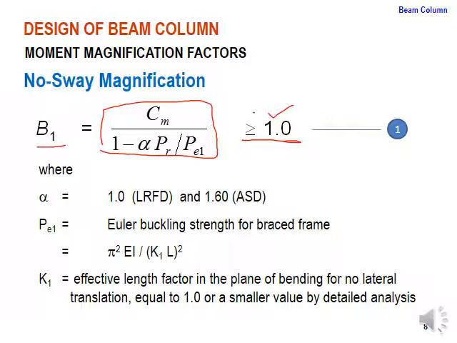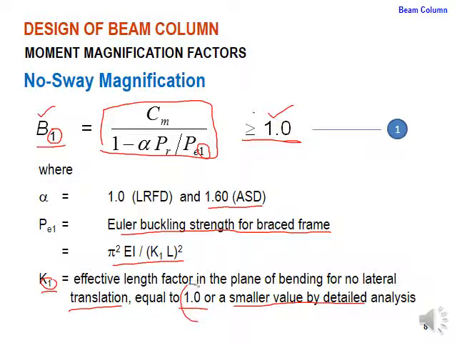In this equation alpha is equal to 1 in LRFD and 1.60 in ASD. And PE1, as I have told you earlier, is the Euler buckling strength of the braced frame. And its formula is well familiar to you: pi square EI over K1L whole square. K1 is the effective length factor in the plane of bending for the no lateral translation case. That you have to keep in your mind. Wherever B1 is there, the subscript 1 is going to relate to the no sway condition. So all of the 1 subscripts are going to show you the no sway condition. So that will be equal to 1 or any smaller value by the detailed analysis. So conservatively you can take it as 1.